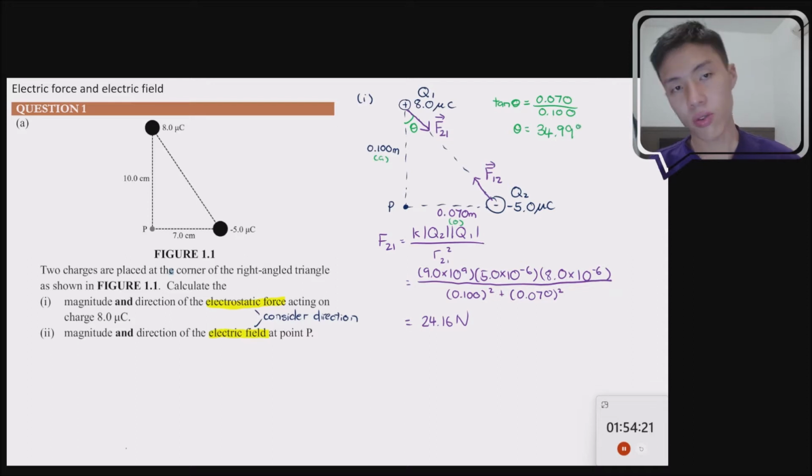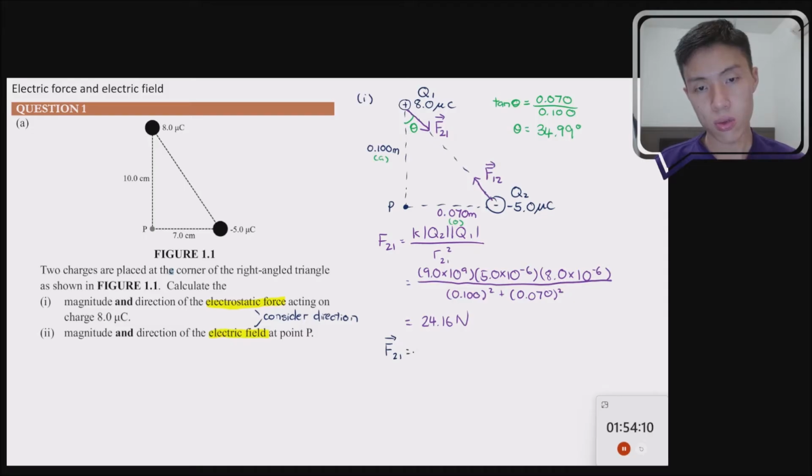So this is equivalent to, just write 34.99 degree. Okay, so once you have your angle, you have your magnitude already, you should write your final line answer. Your final answer should be force F21 equals 24.16. This one is the magnitude. The direction will be 34.99 degree. Okay, so this one is considered below positive x-axis.